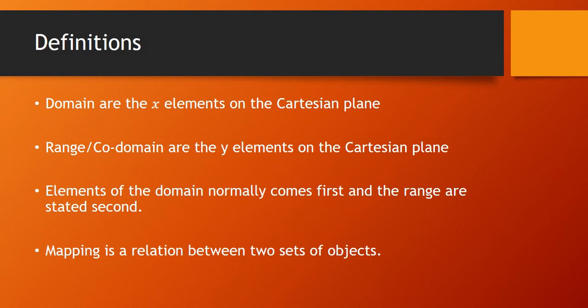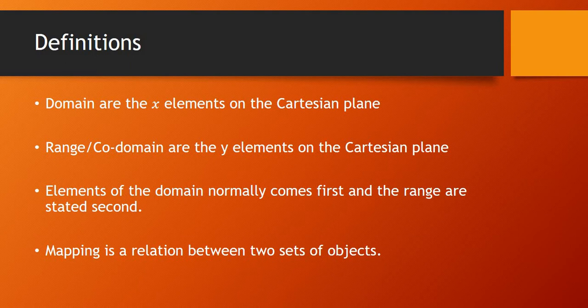So what is a domain? Domain are the x elements on the Cartesian plane, right? What are range? Range or codomain are the y elements on the Cartesian plane. Now another word for range is what we call codomain. Another term for range is what we call the output. Another term for domain is what we call the input.